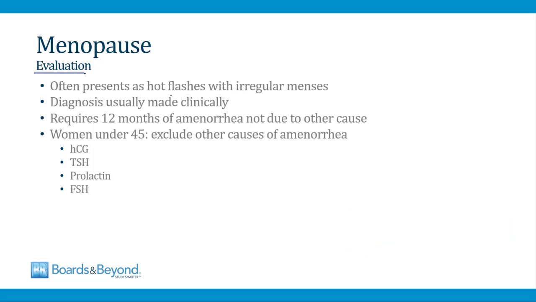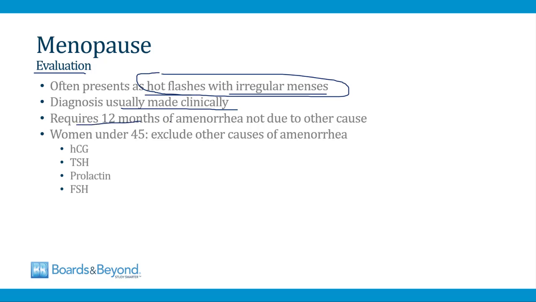So women with menopause often present with hot flashes and irregular menses. And the diagnosis is usually made clinically if a woman has these symptoms and she's approaching the usual age of menopause. The technical definition requires 12 months of amenorrhea not due to another cause for a woman to be considered to have undergone menopause. And then remember that the average age of menopause is 51 years.